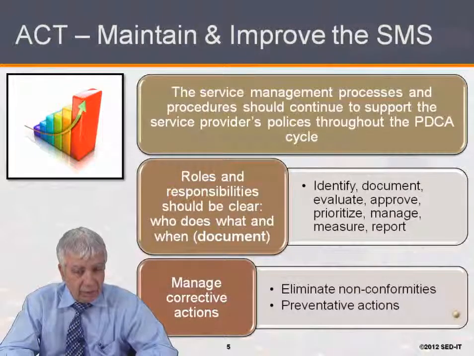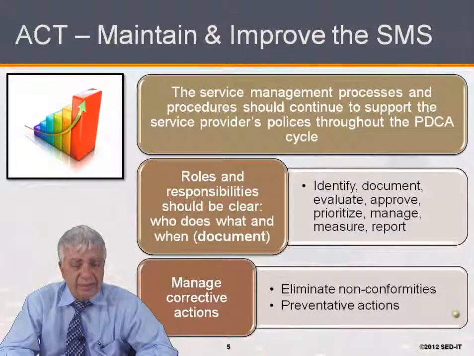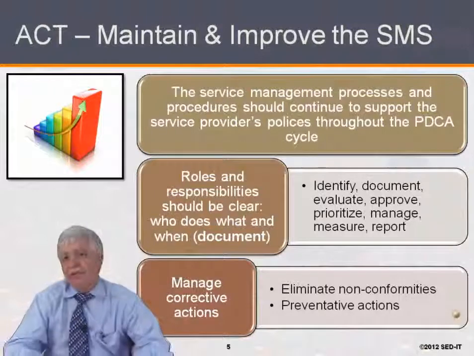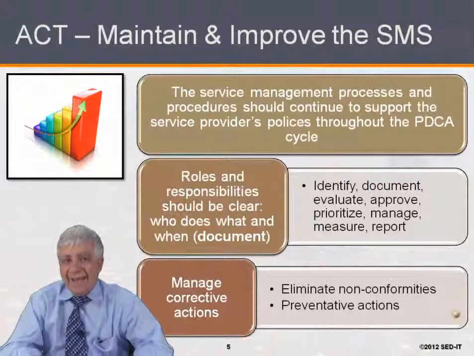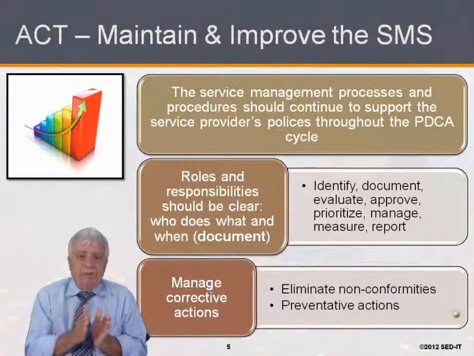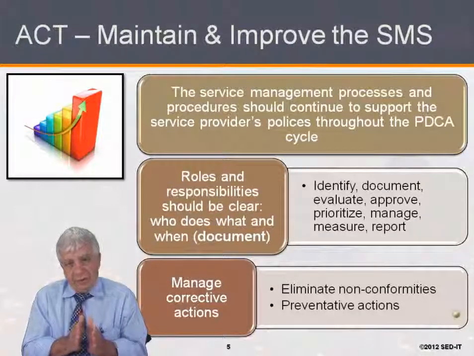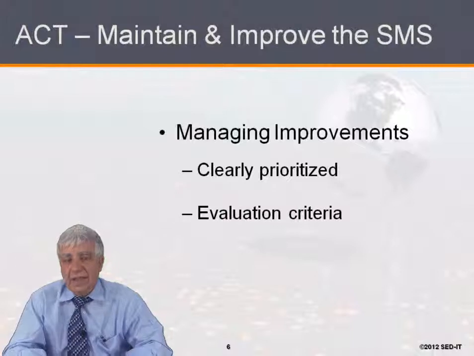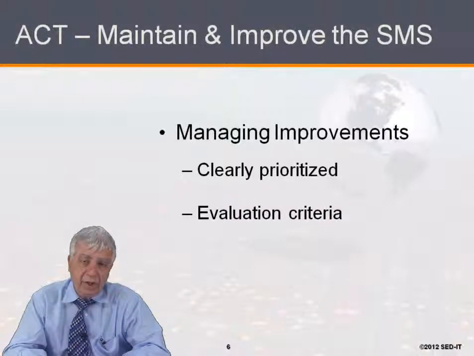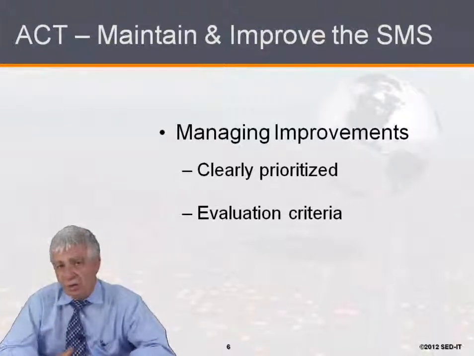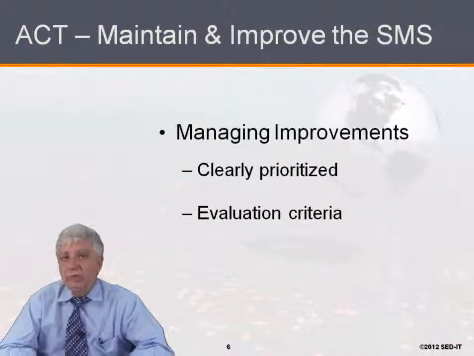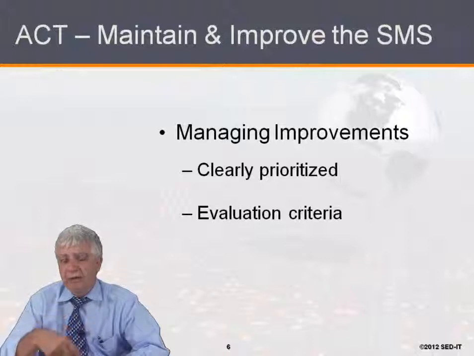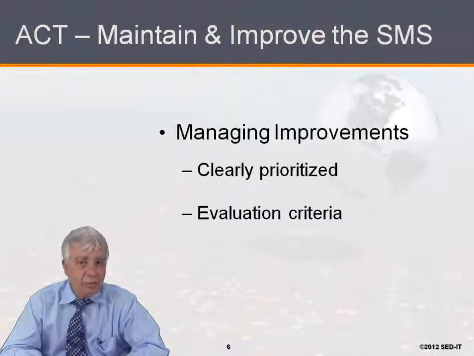As you remember, nonconformities are elements that need to be corrected rapidly. Preventive actions are elements which will elevate, which will improve, which will focus better on customer needs. Managing improvement needs to be clearly prioritized, and we need to have evaluation criteria to know when it is necessary to stop because we've done it. If you don't do that, you could be forever doing those activities to improve. You need to know when to stop, and the evaluation criteria provide us that.